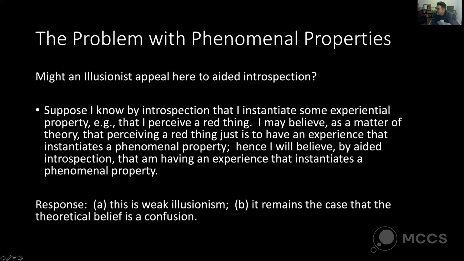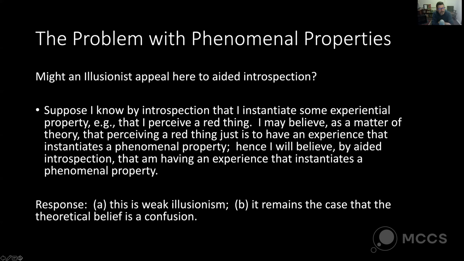In a certain sense, Nida-Rümelin wouldn't object to that. She thinks that a lot of theorists hold views like this, that they do hold that when you perceive a red thing, you have an experience that instantiates a phenomenal property. So that might be the case. So you could come to know by introspection that you're perceiving a red thing, and then given your background theory, you might arrive at a belief that says that you have an experience that instantiates a phenomenal property. And if there are no phenomenal properties, then you might think that's a kind of illusionism.